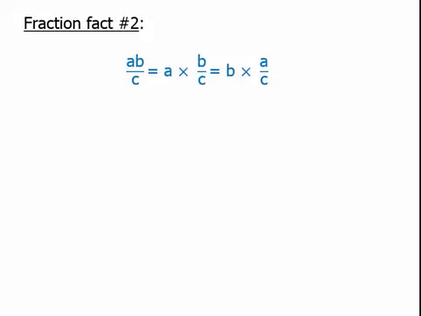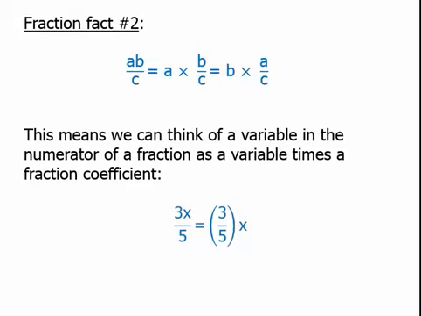That's very important. In particular, this means that we can think of a variable in the numerator of a fraction as a variable times a fraction coefficient. So 3x over 5 is identical to 3/5 x. Those are not two different things. Mathematically, they are identical. And that's very important to realize.